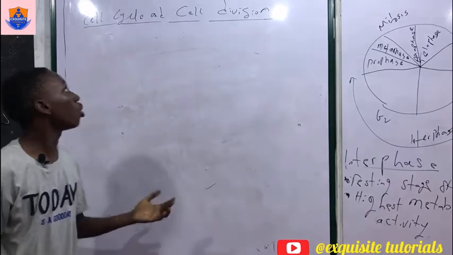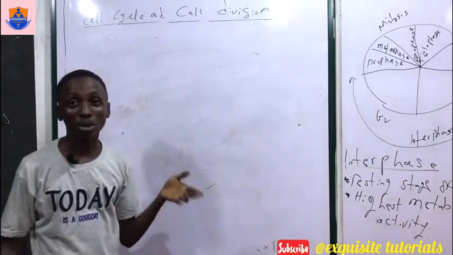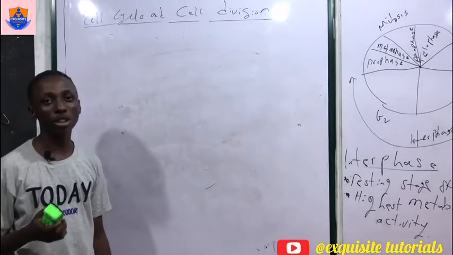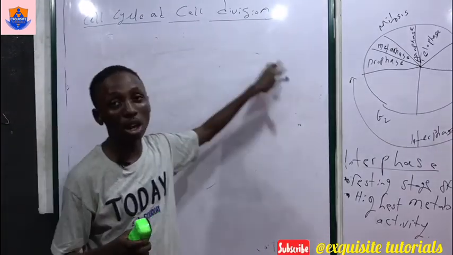So basically that's all for the cell cycle and mitosis. In our next class we'll be talking about meiosis in full, also under cell division.